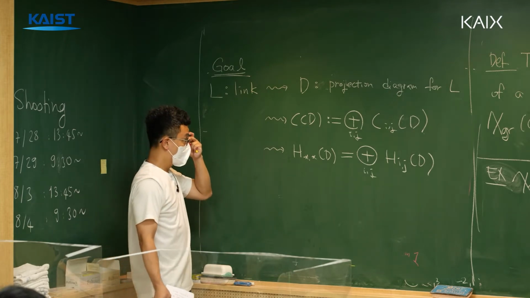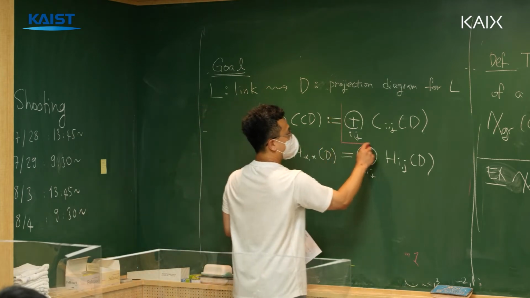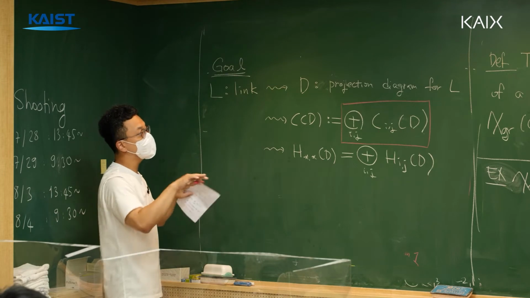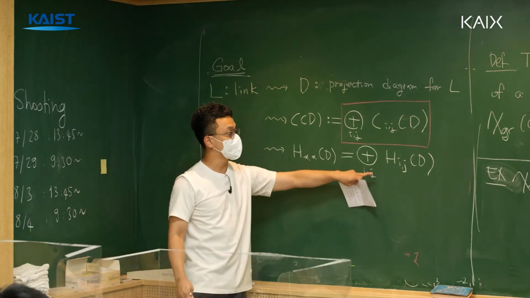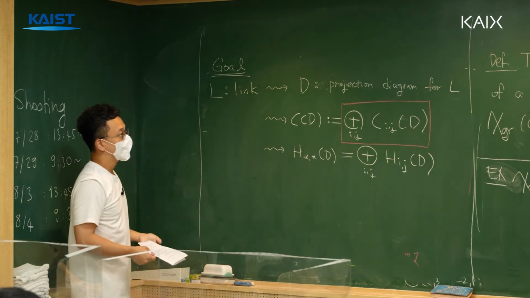Okay. So in order to do that, I have to tell you how I define this, and I have to tell you what the d i j maps are so that you can take homology to compute the Khovanov homology. So this is what we are going to do next.